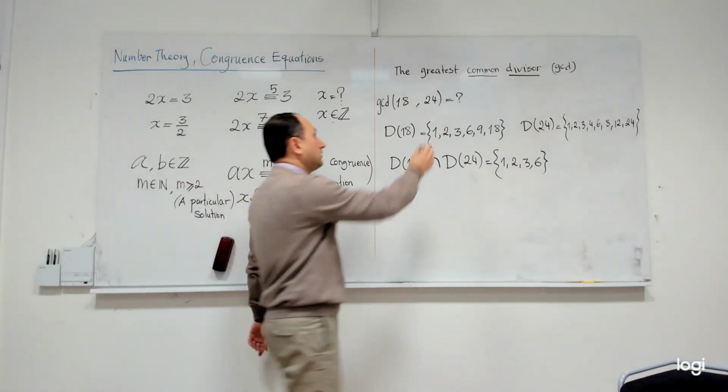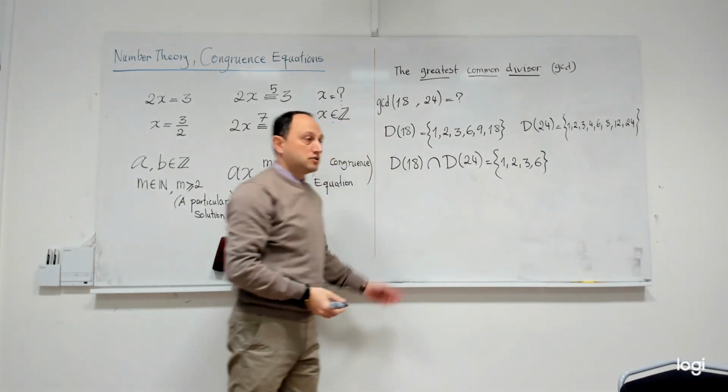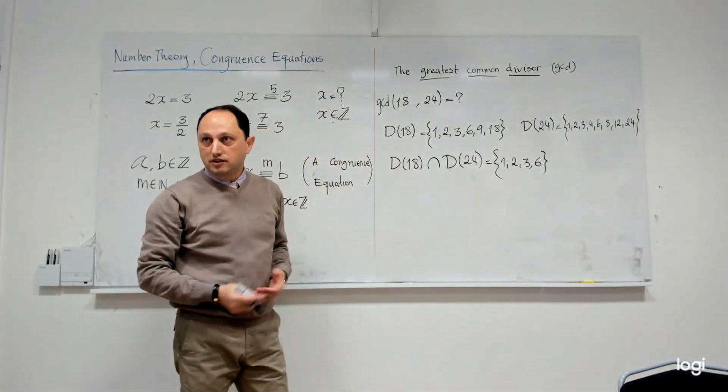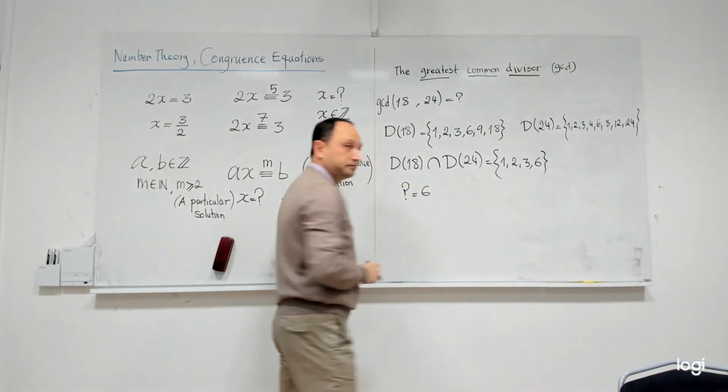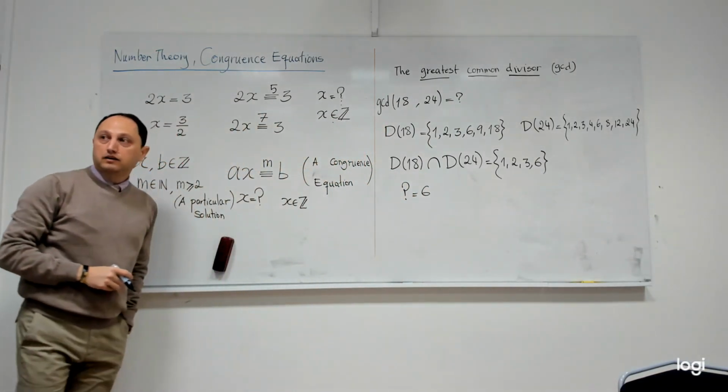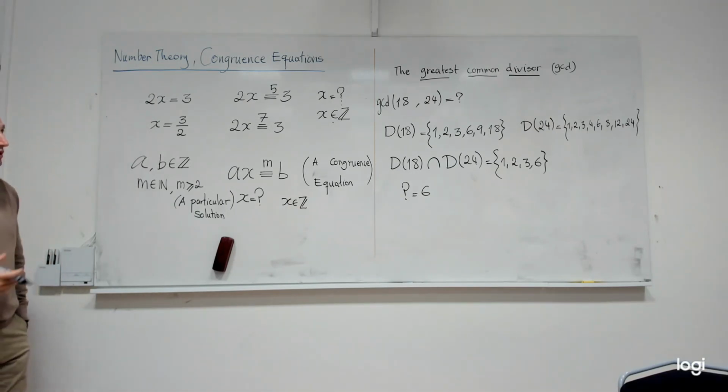And then finally the word greatest. So the greatest common divisor is 6, yes? So it is clear that this question mark is 6 here. Yes, is that clear? That's the meaning of the greatest common divisor.